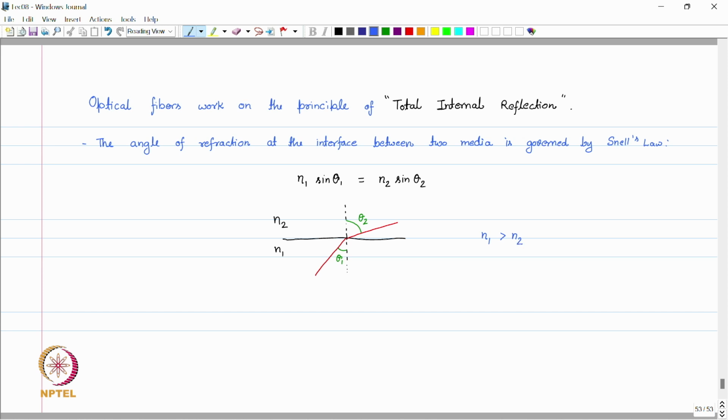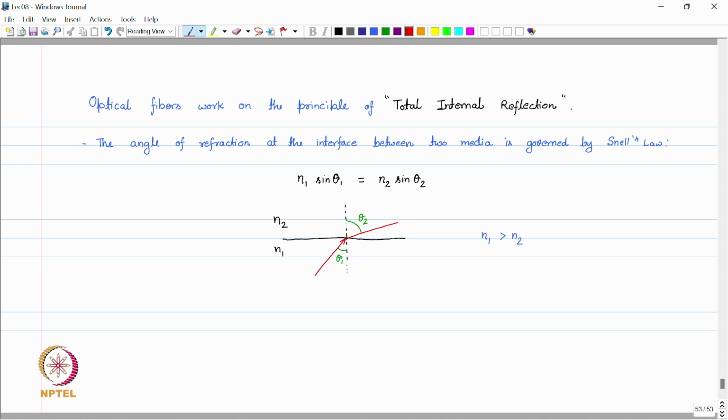Here we have this wave which is coming from media 1 with the angle theta 1 and goes into media 2 where the angle is theta 2. We can see here theta 2 is greater than theta 1 because we have n 1 greater than n 2. So, this is a typical case when the wave is incident at a particular angle theta 1.